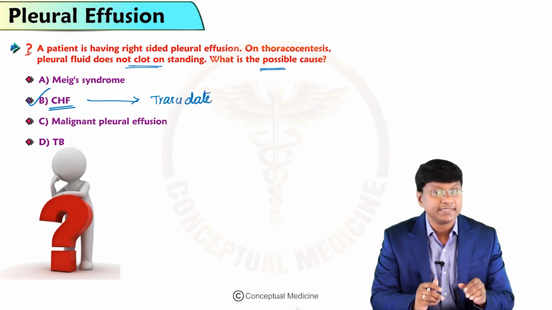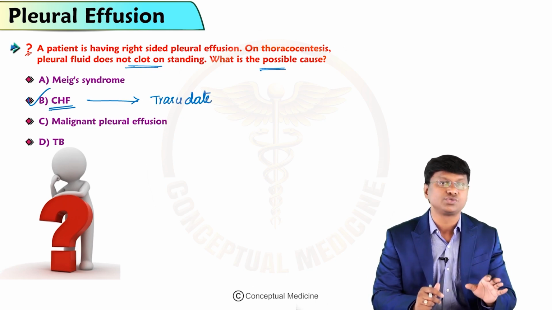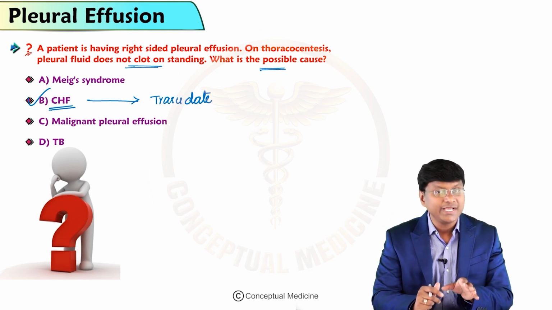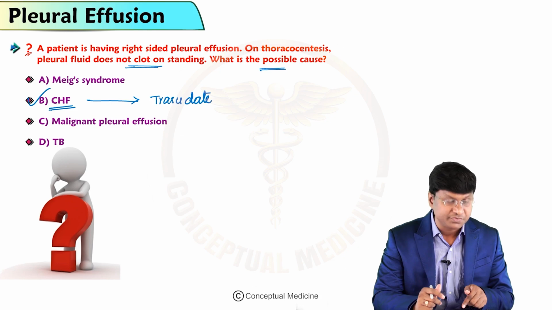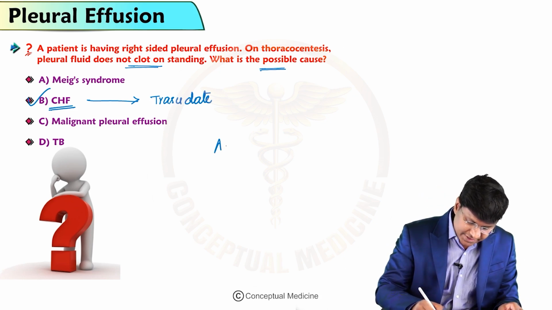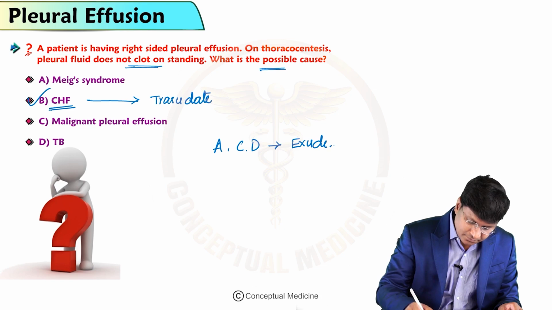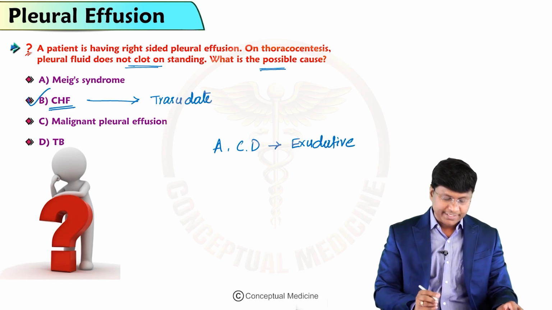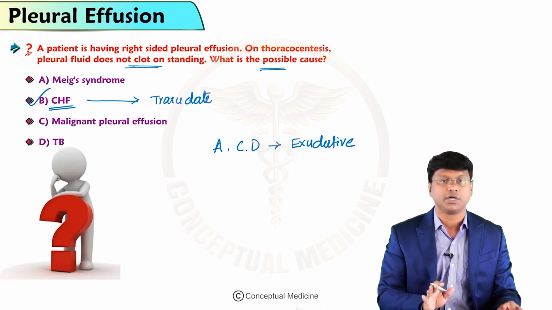So the pleural fluid that does not clot is a transudate. And the only cause of transudate out of the 4 options given to you is congestive heart failure. Whereas the remaining options A, C, D contribute to the exudative type of pleural effusion, which will clot on long standing.